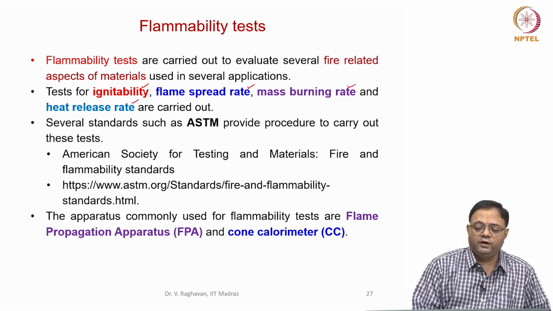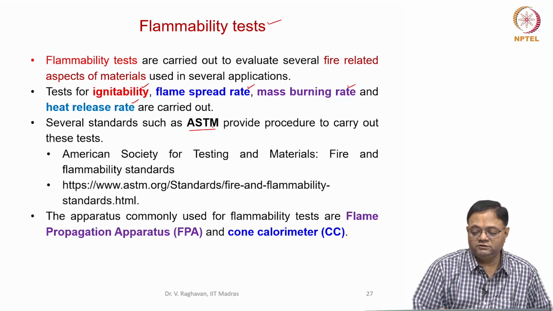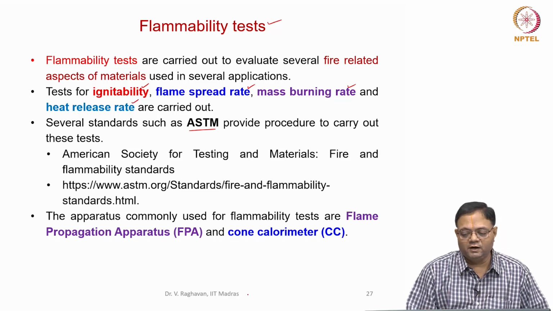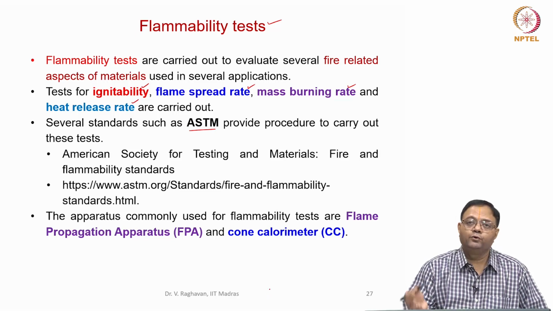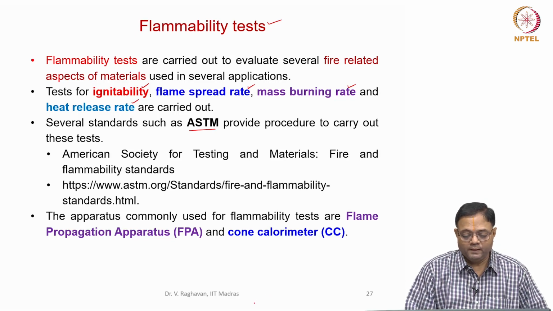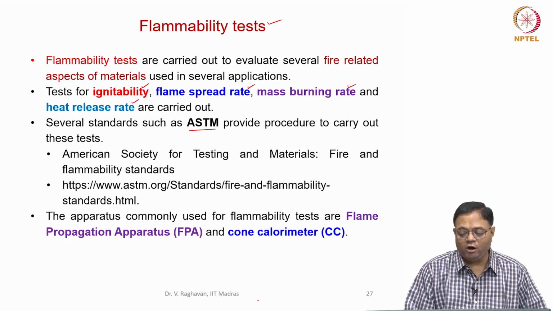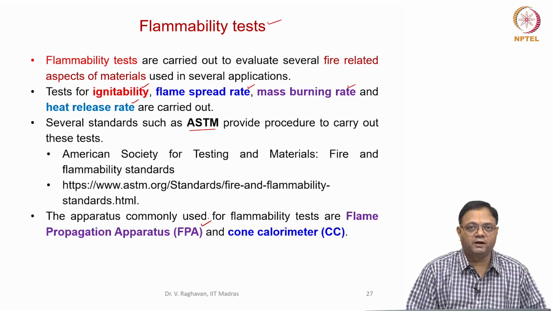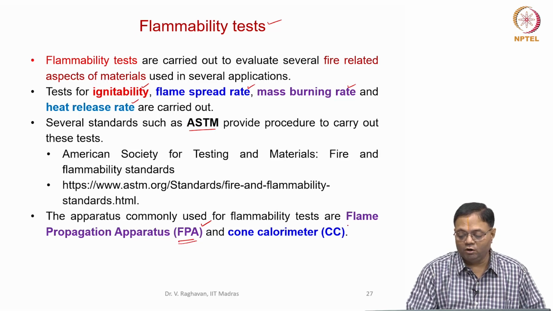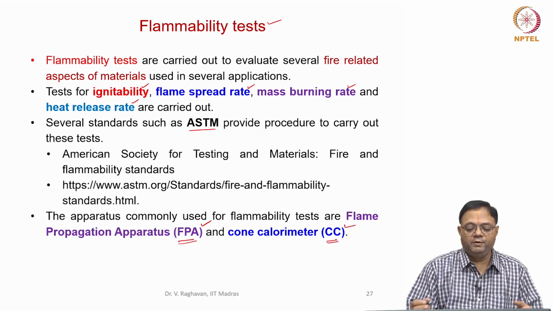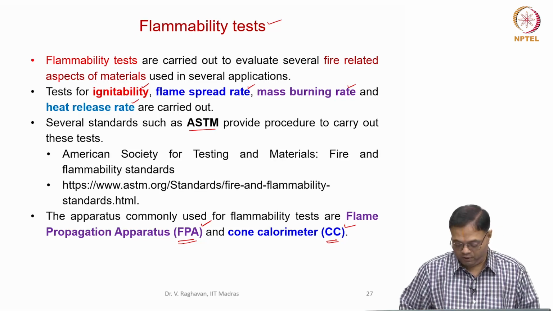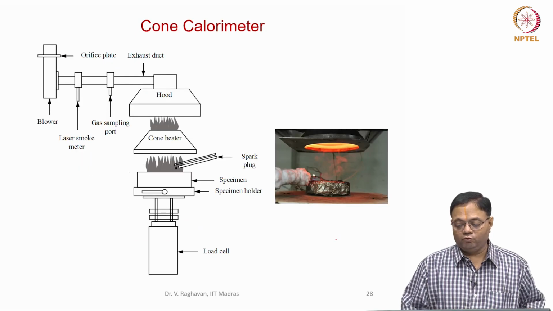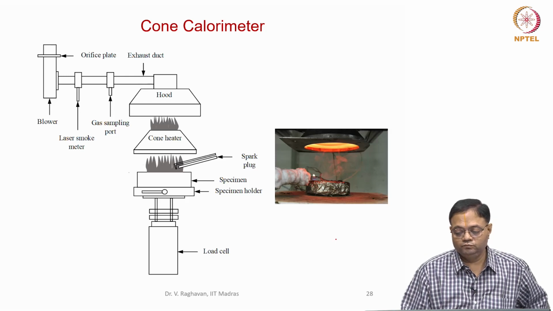To do the flammability test, we have several standards. One of the American standards is the ASTM type of standards, and we also have several European standards and so on. The apparatus we use is classified into two types. One is called the flame propagation apparatus, FPA. The second one is called the cone calorimeter. We will see about these in a little while. So, let us go to the cone calorimeter.